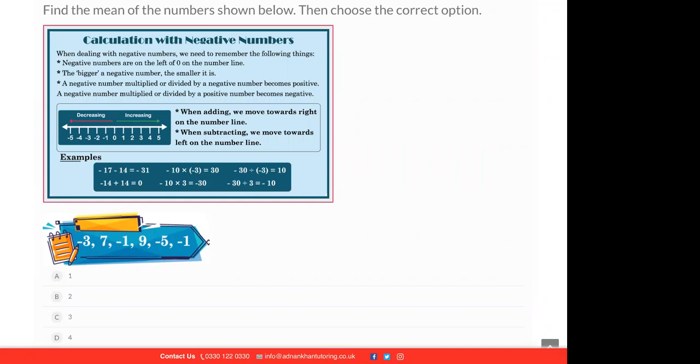It says find the mean of the numbers. So to work out mean, we have to add up all the numbers and then divide by how many numbers there are. So let's go to Barbara again for this one.